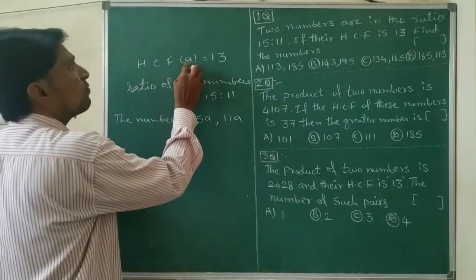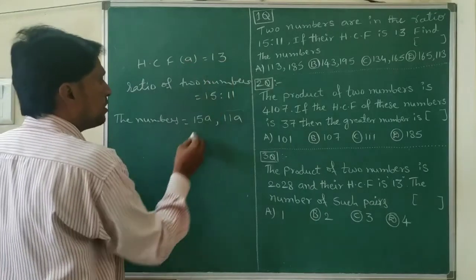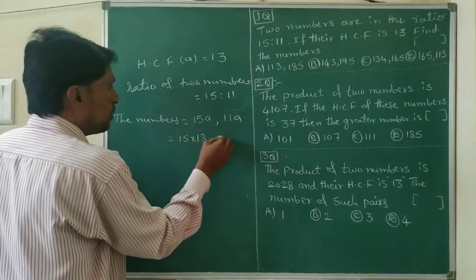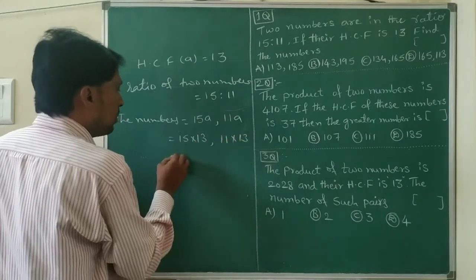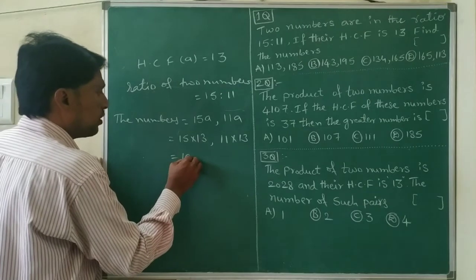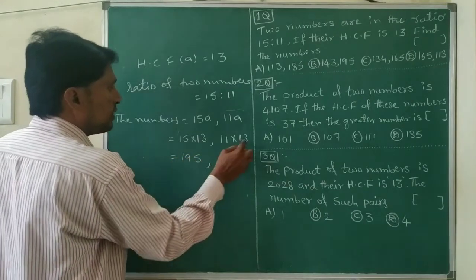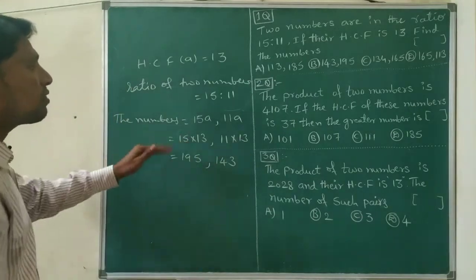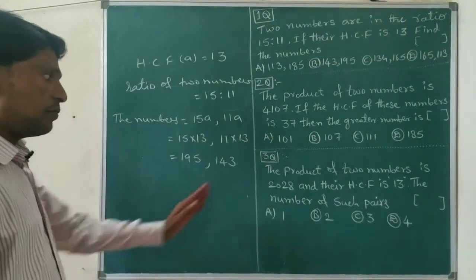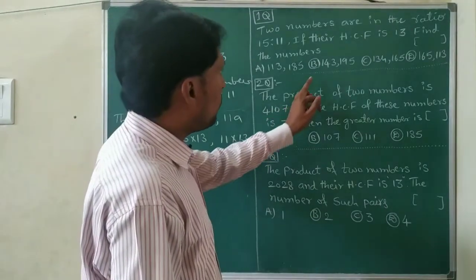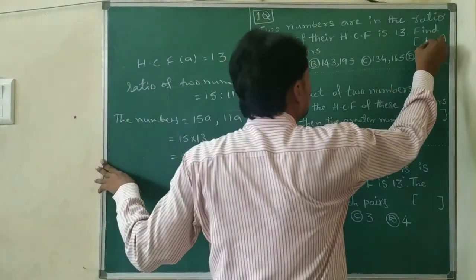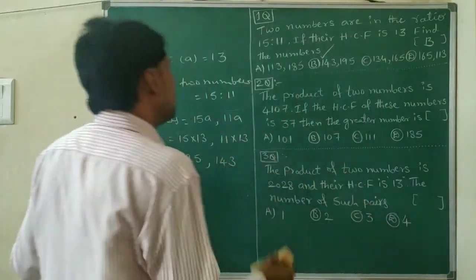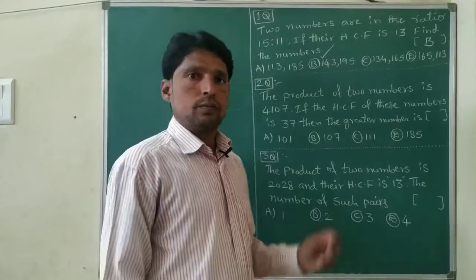So the HCF of the two numbers is given as 13. So A equals 13, which means 15 into 13, comma 11 into 13. 15 into 13 is 195. 11 into 13 is 143. So the two numbers are 195, 143. 195, 143 means option B is correct. Option B is correct.